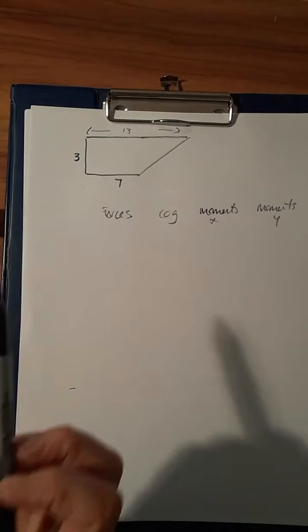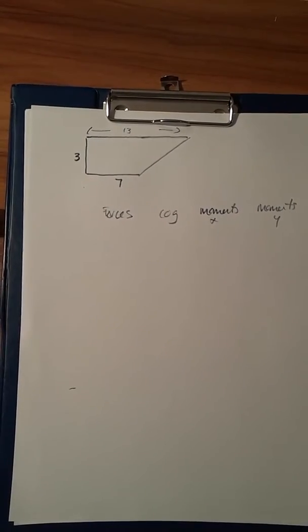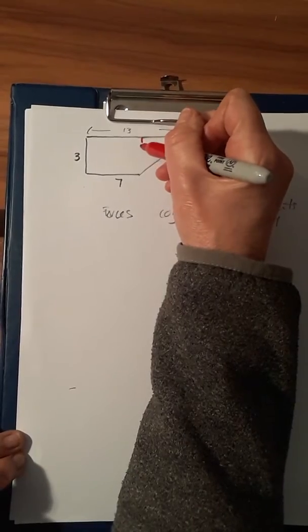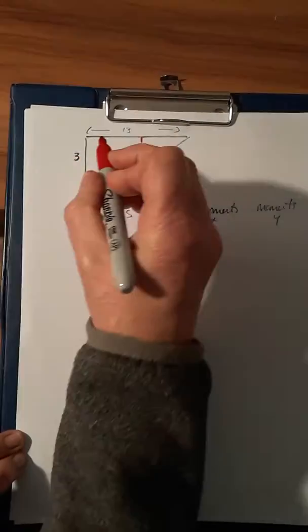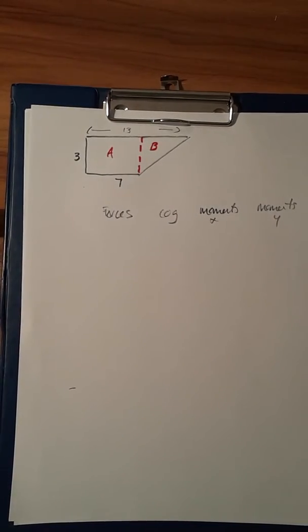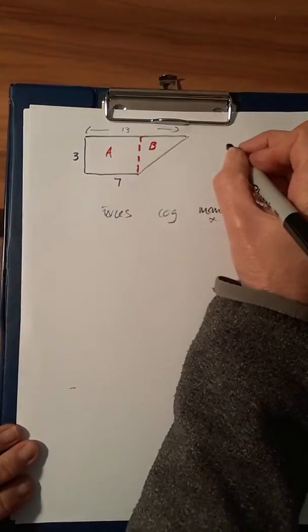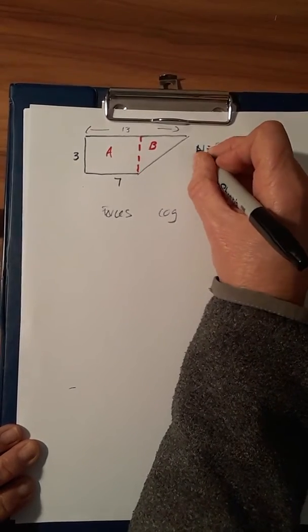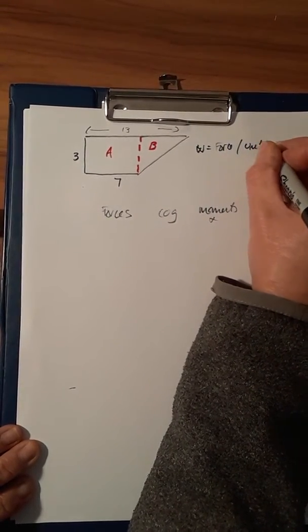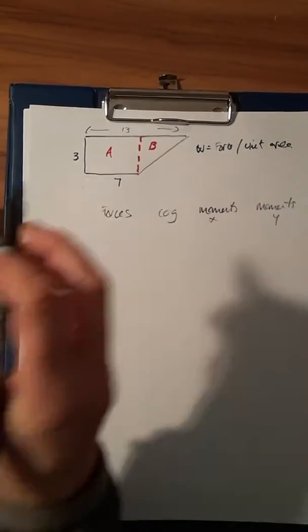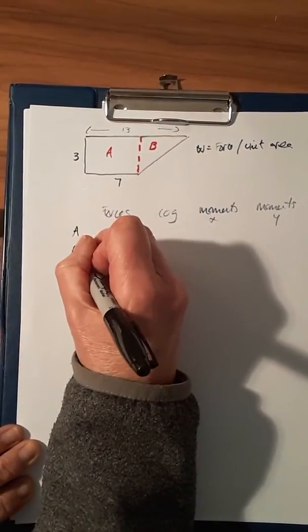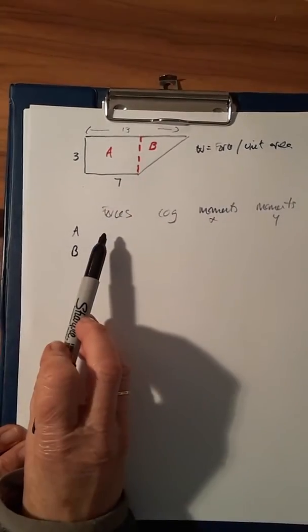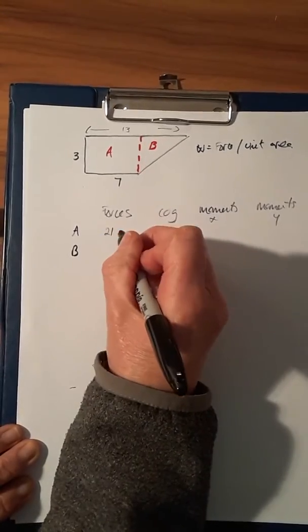Okay, so what I'm going to do here is divide it into a rectangle and a triangle. So I'll call this rectangle A and the triangle B. Now, remember we're going to use force per unit area. We'll let W equal the force per unit area. That will allow us to put in some forces. Okay, so A and B. The area of A is 7 by 3, 21 by W.